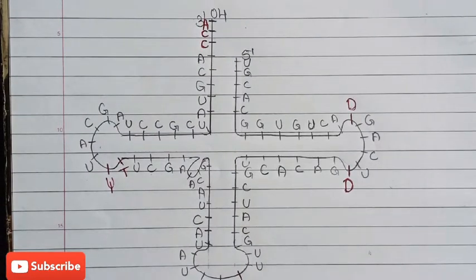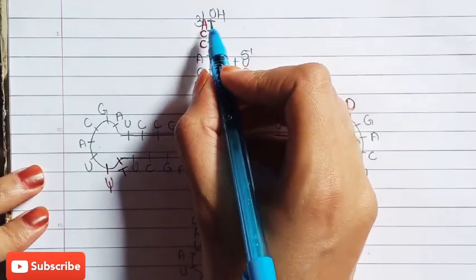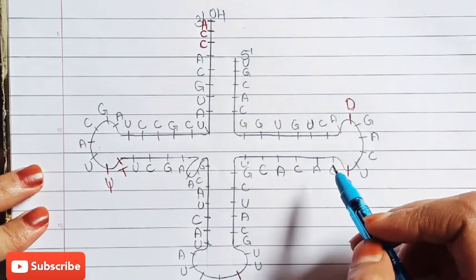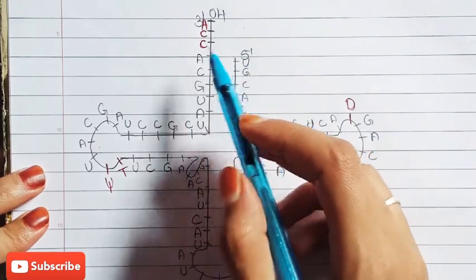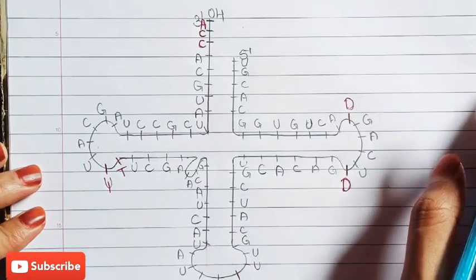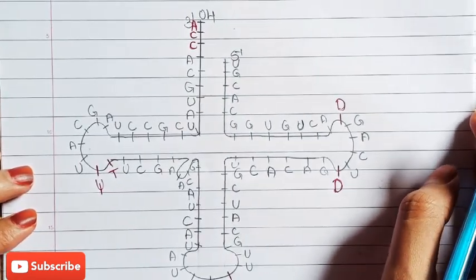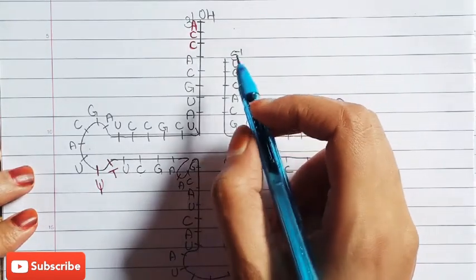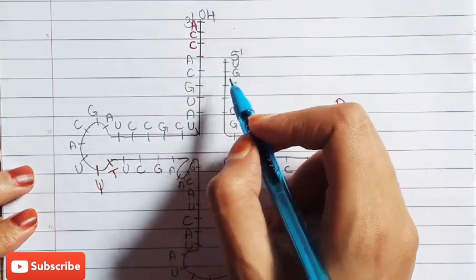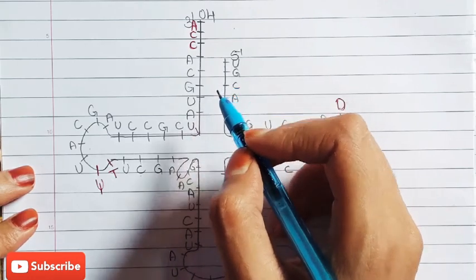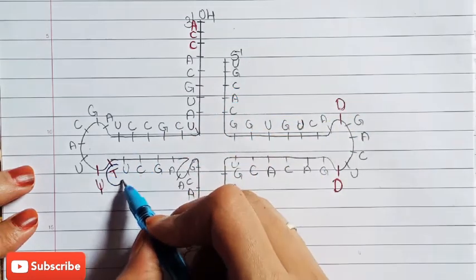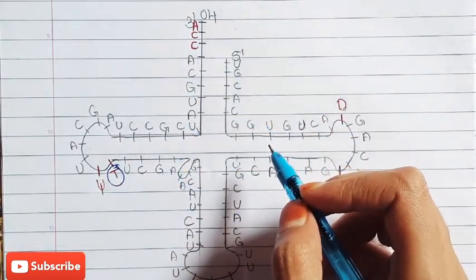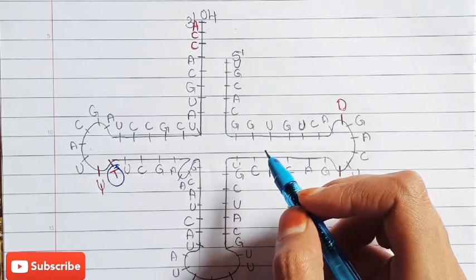Now here you can see a 5 prime and 3 prime end. It doesn't mean that this is a double strand structure. You can see a 5 prime and 3 prime end, which means that this is a single strand structure of tRNA. Now we are talking about RNA, so thymine is not going to be present, but in exceptional cases thymine is present here. Otherwise, in the place of thymine, uracil is present.